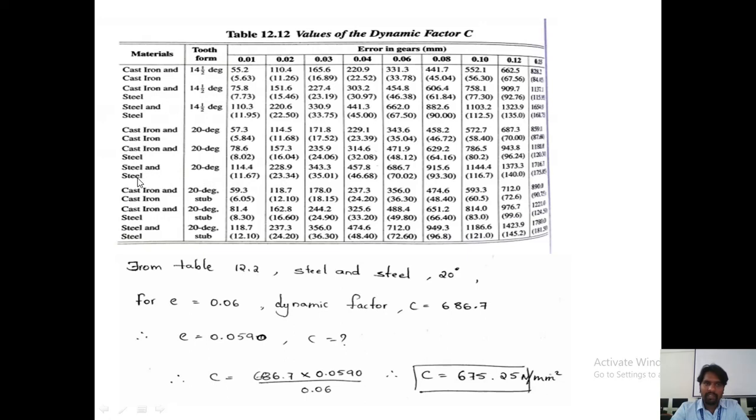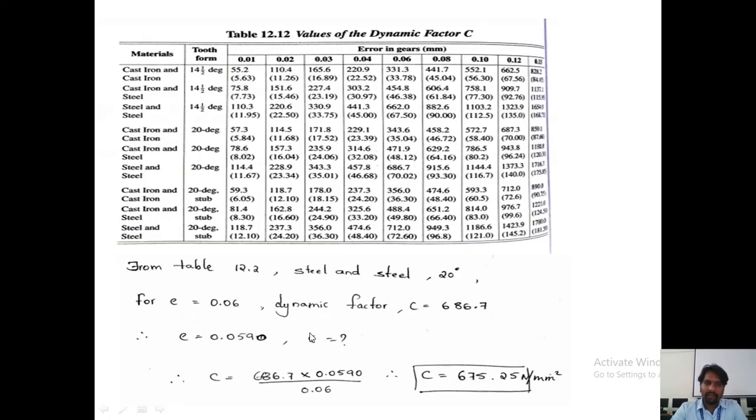So go to steel and steel, 20 degree. We need to go for 0.06. For that, C is 686.7. So for E equal to 0.06, the dynamic load factor C is equal to 686.7.